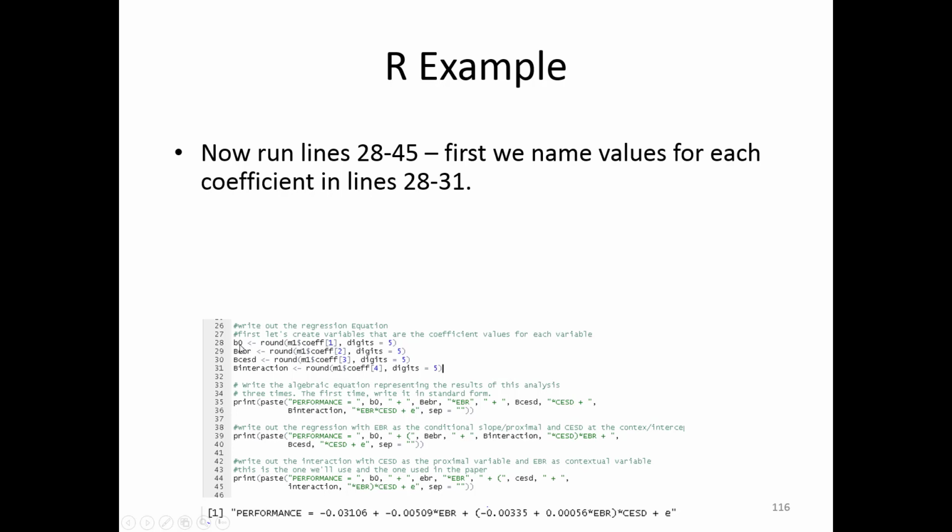Call coefficient 1 B0, coefficient 2 the coefficient for EBR, coefficient 3 the coefficient for CESD, and then coefficient 4 is the interaction. So I'm just labeling these to put them in below.